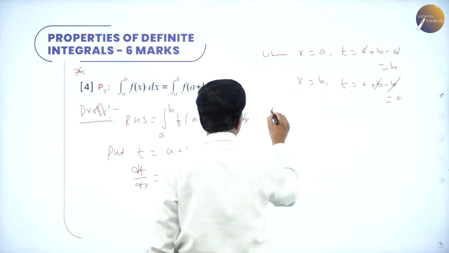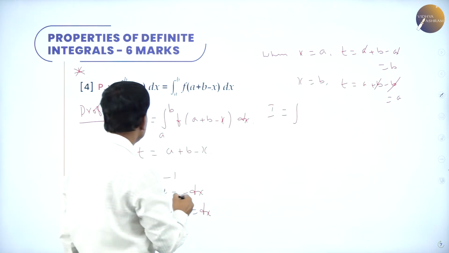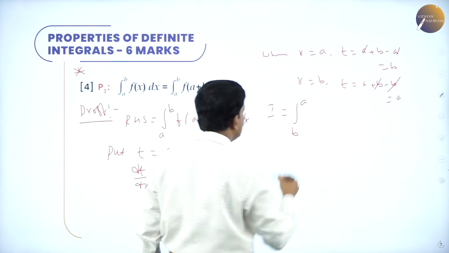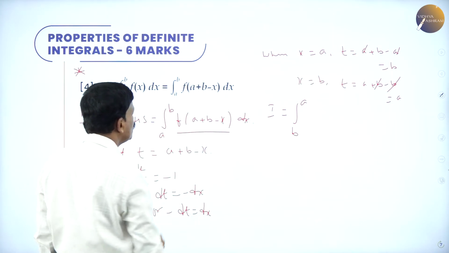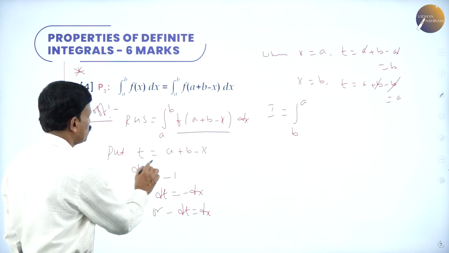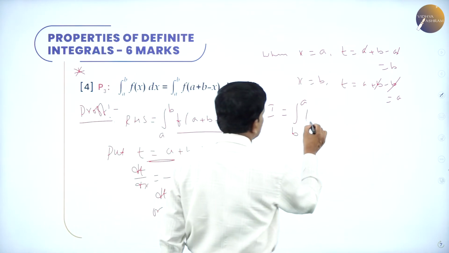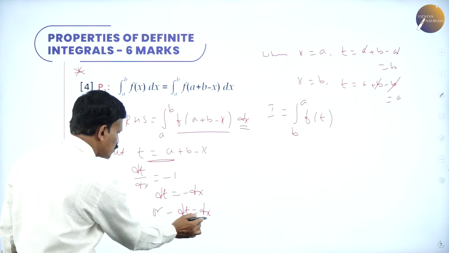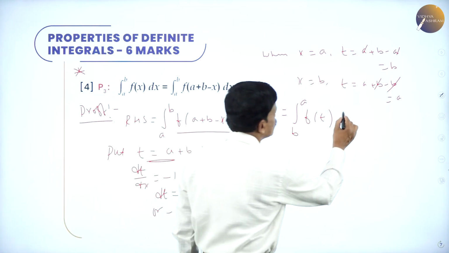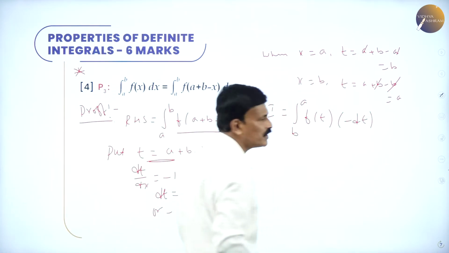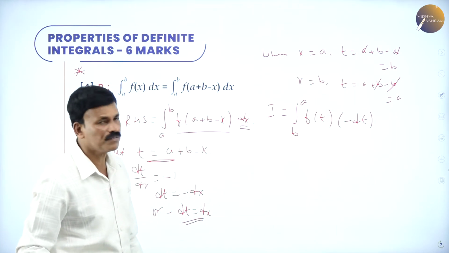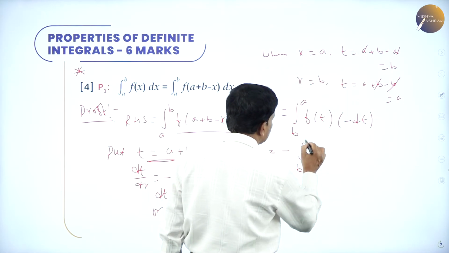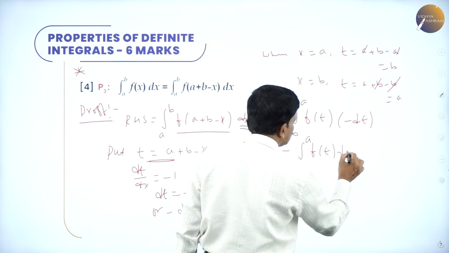The given integral from a to b reduces to the integral from b to a of f of a plus b minus x. What is a plus b minus x? It is t. f of t into, what is dx? dx is equal to minus dt. Everything reduces to the integral from b to a of f of t into minus dt. You can take the minus out: minus the integral from b to a of f of t dt.